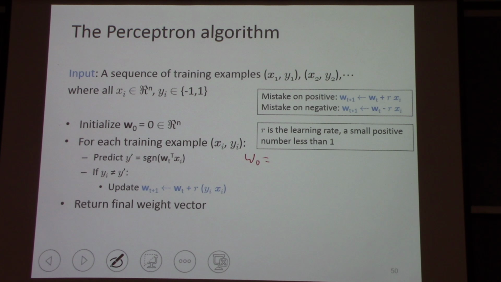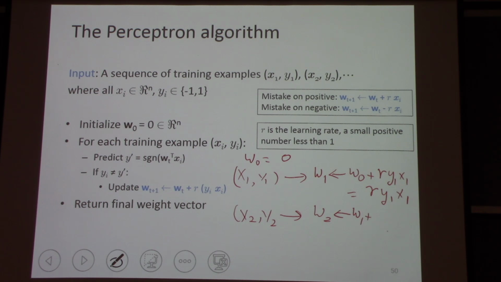So you say W0 is 0. An example X1, Y1 comes in. Let's say you make a mistake. You update your weight vector. W1 is W0 plus R, Y1, X1, which is equal to R, Y1, X1. Then the next example comes in, X2, Y2. Let's say you make a mistake again. So W2 is W1 plus R, Y2, X2. This was W1, so it is R, Y1, X1 plus R, Y2, X2. So this R is always there.